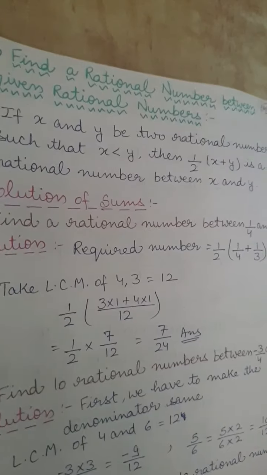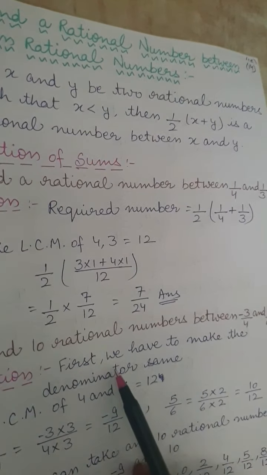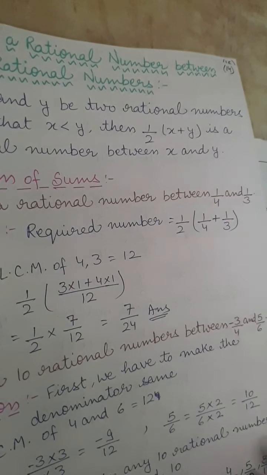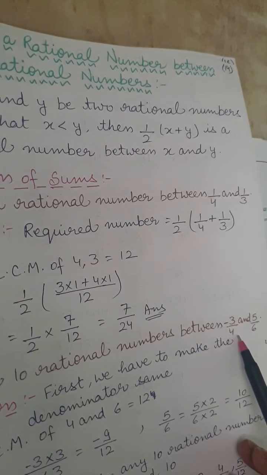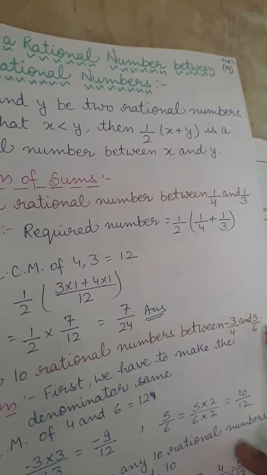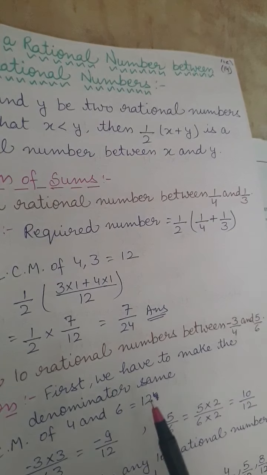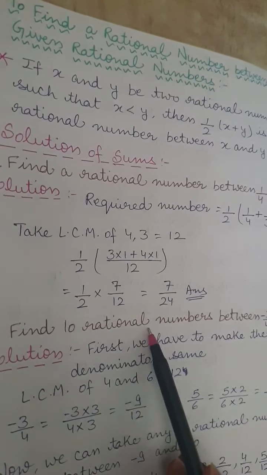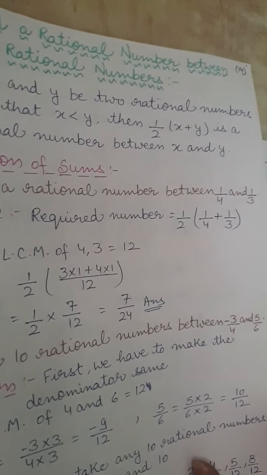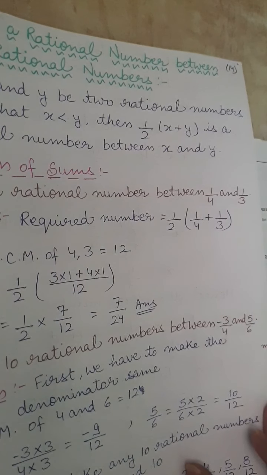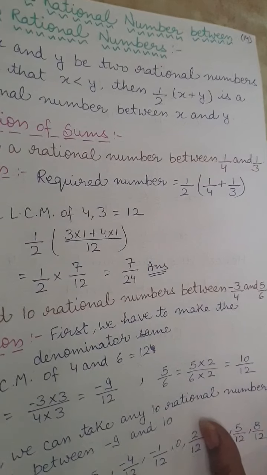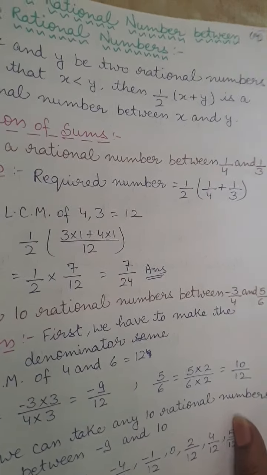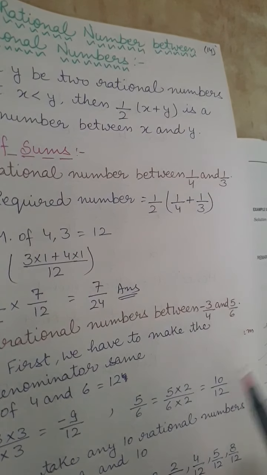So move to the other question of your book, that is find 10 rational numbers between -3/4 and 5/6. What you have to find? You have to find 10 rational numbers between -3/4 and 5/6. So what we have to do in this question?